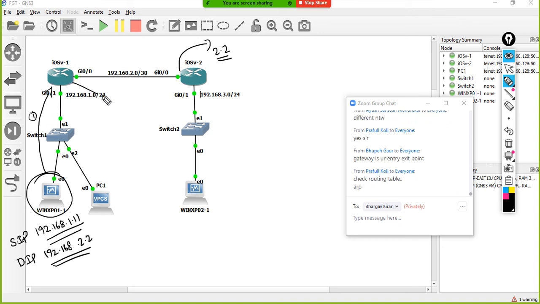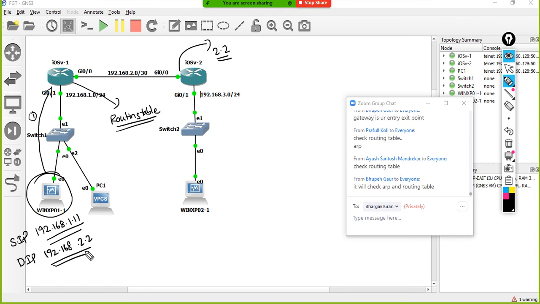Router 1 has received it. Very good, Praful. See, router 1, what will it do? It will check the routing table. Then inside the routing table, do we have a route for the 2 network, or is it directly connected? Madam Singh, try to understand my question. Do we have a route for the 2 network, or is it directly connected? It's directly connected. If it is directly connected, then what does it do?